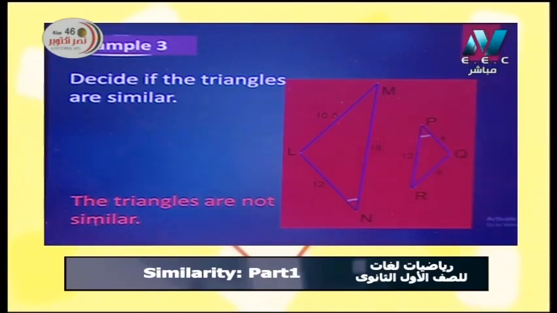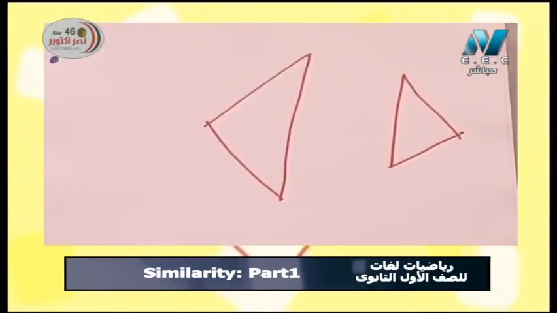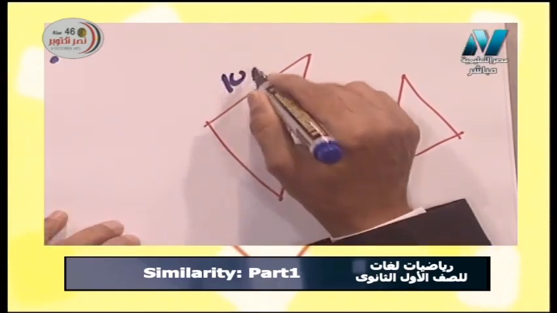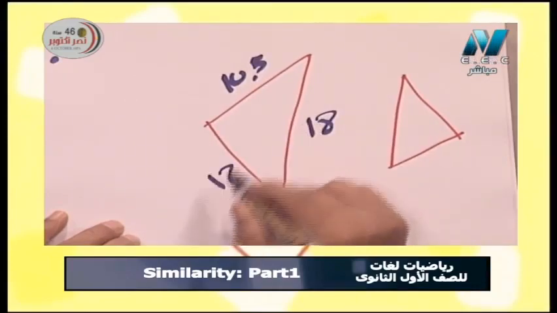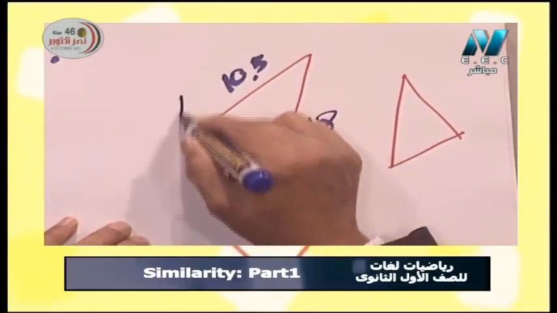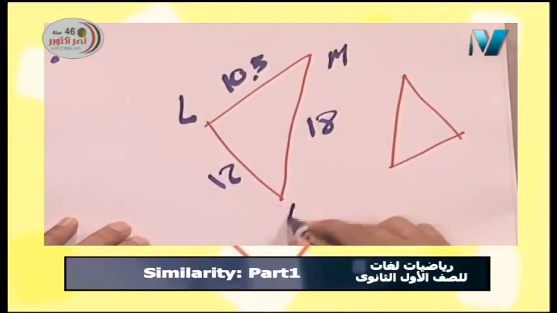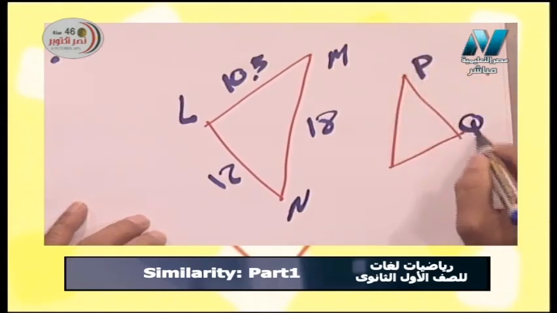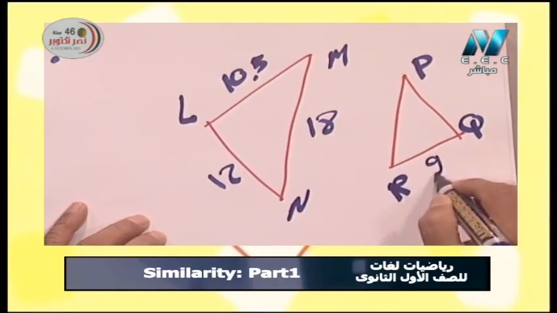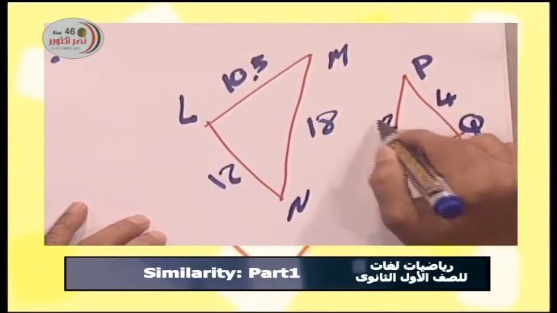Here we have two triangles. And we have the sides of the two triangles: 10.5, 18, 12. This is the LMN triangle, and we have this triangle. We called it PQR. 9 centimeter here, 4 here, and 12 here.